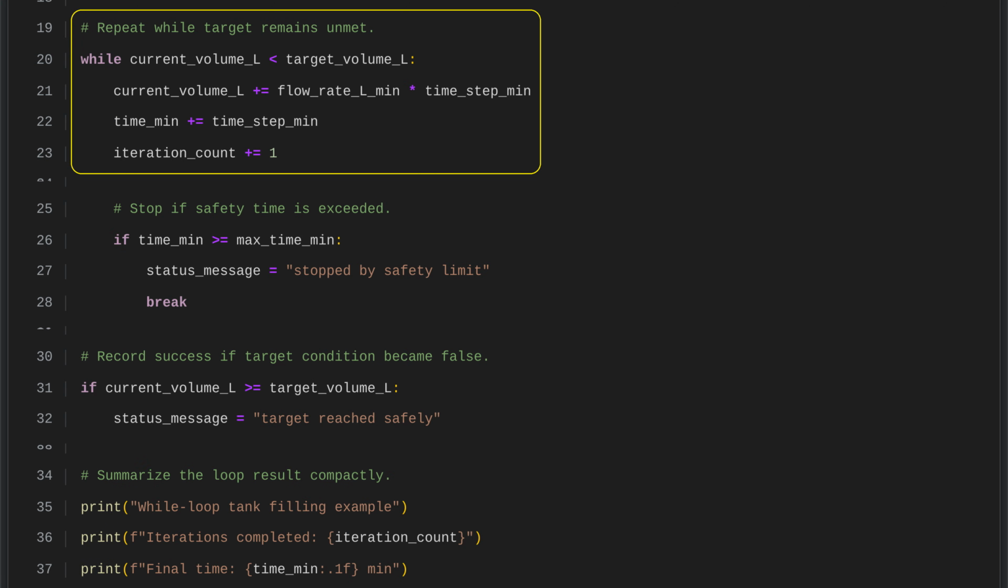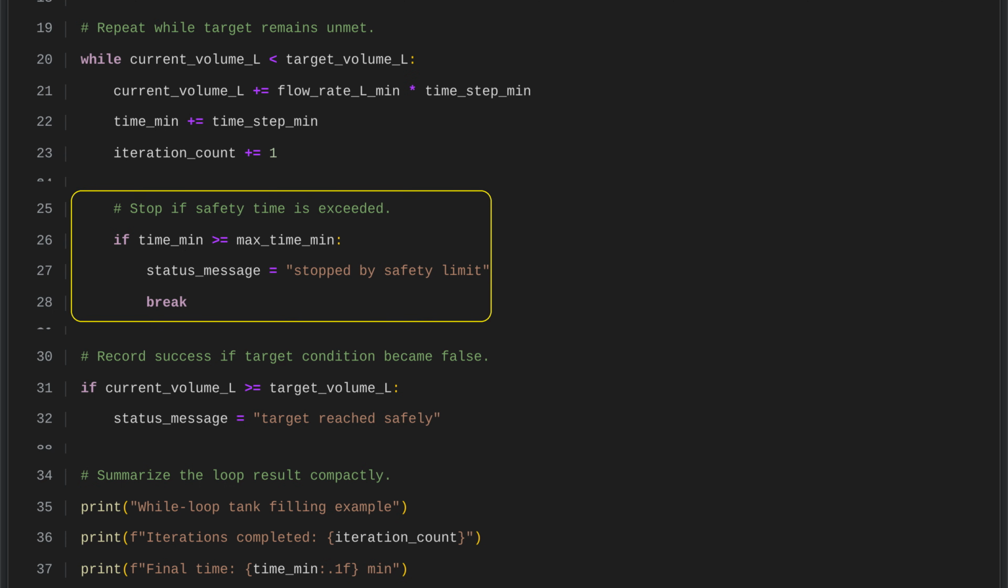The tank filling setup begins with a target volume of 25 liters. It starts with 2 liters already in the tank, fills at 3.5 liters per minute, and tracks elapsed time from 0 minutes. Inside the loop, the system checks whether the elapsed time has reached the safety limit. If it has, it updates the status to show the process was stopped and exits the loop, preventing further operation beyond safe conditions.